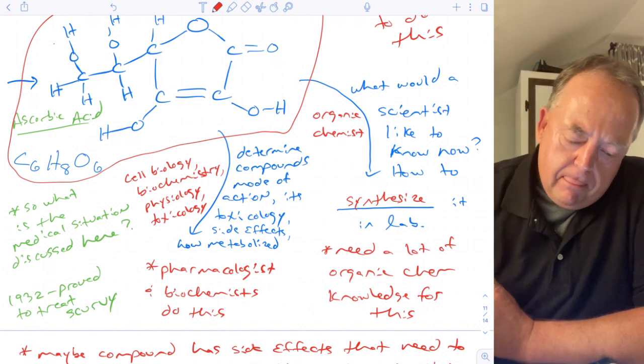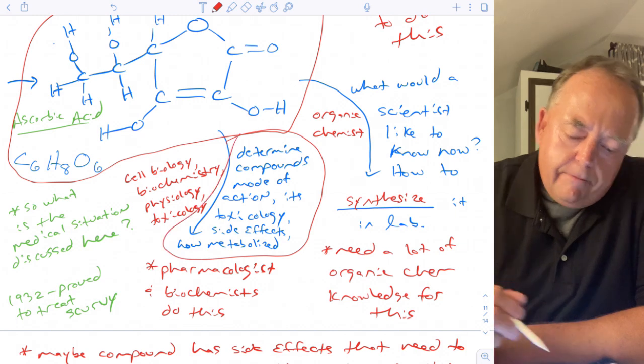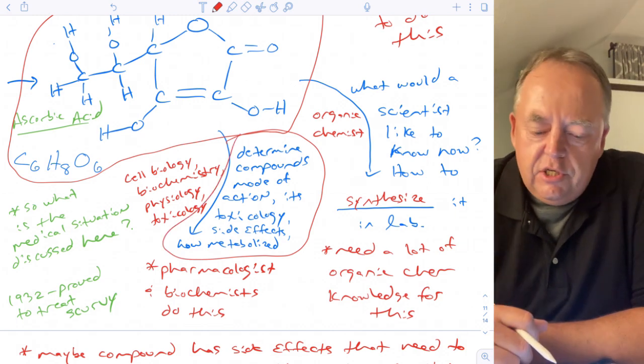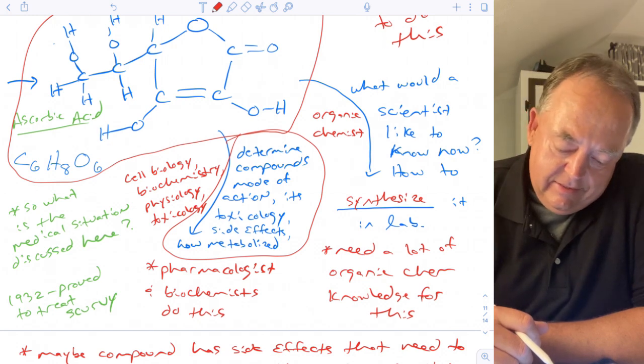You have to study a lot of organic chemistry. What some scientists would want to know is they would want to determine the compound's mode of action. How does it work biologically? Its toxicology, its side effects.